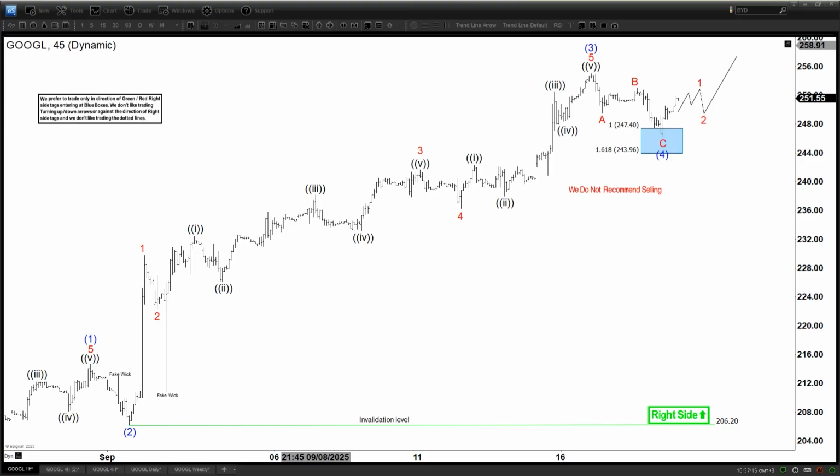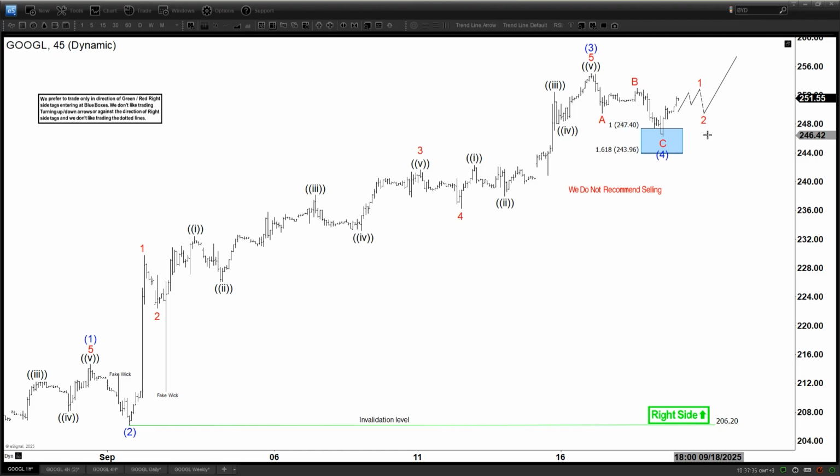My name is Henry, and the chart of the day for today is Google, 45 minutes time frame here, which is the same as the 60 minutes. We are looking at an impulsive rally. It continues to make new all-time highs, so obviously it is bullish without any question, right?